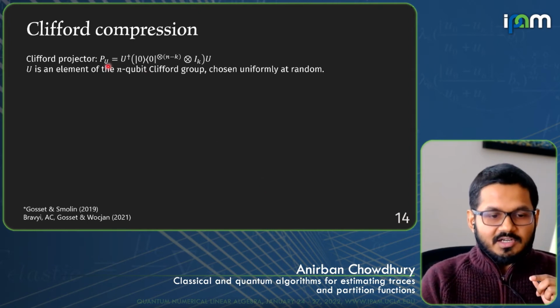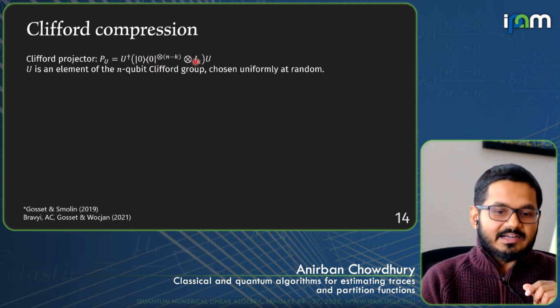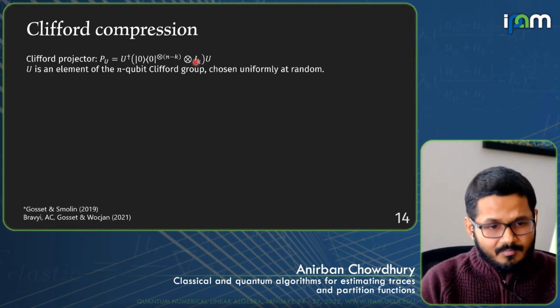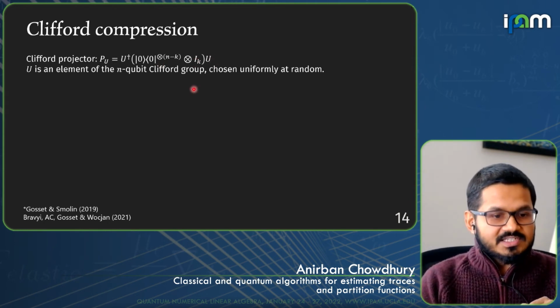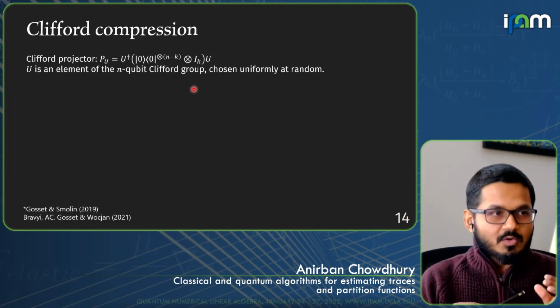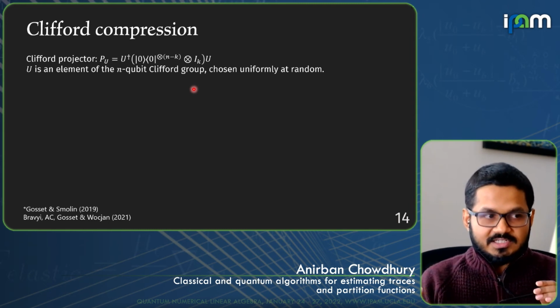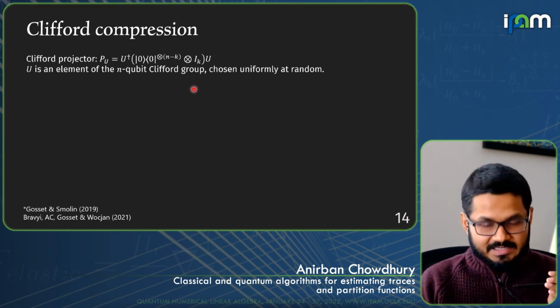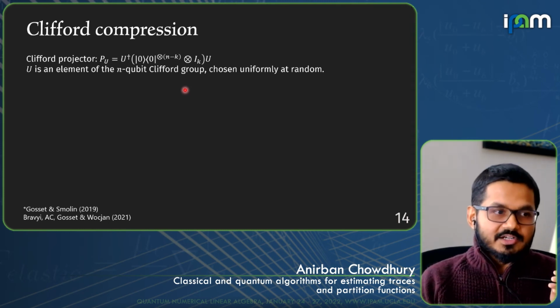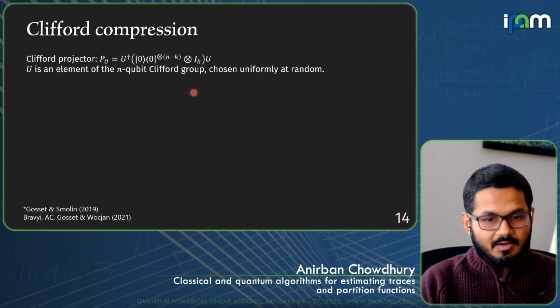So I'll define something called a Clifford projector, which is this operator in the bracket here, the projector onto the all zero state of some n minus k qubits times identity acting on the other k qubits. And then I apply a unitary, which is a random element of an n-qubit Clifford group. So the Clifford group is quite important in quantum information. A Clifford circuit in general is something you can generate using just CNOTs, Hadamards, and phase gates. Okay. And if you choose such a circuit uniformly at random, which you can do efficiently, you can implement such a Clifford projector. All right.